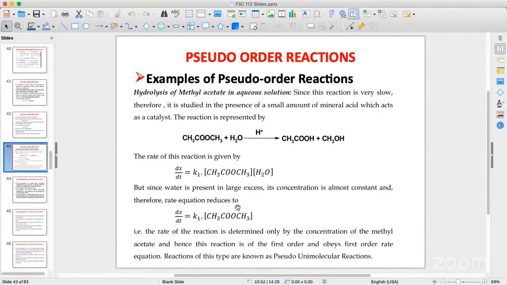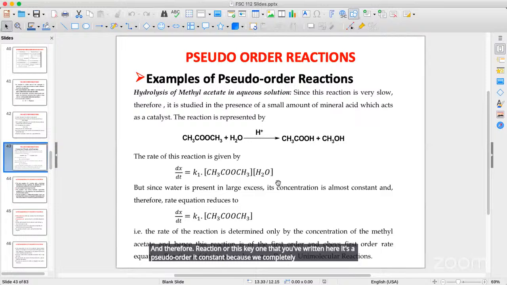And therefore, this K1 that you've written here is a pseudo-order rate constant, because we completely ignored the order of concentration of water. It's been added to this K1 because it's a constant. Remember, our K is also a constant, and that's why it's added to give you K.